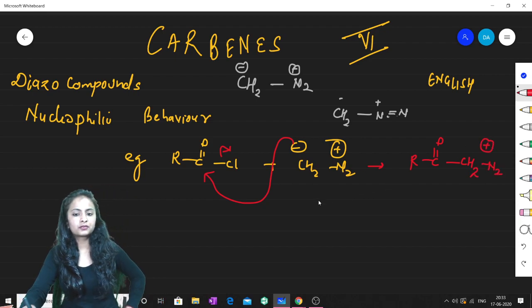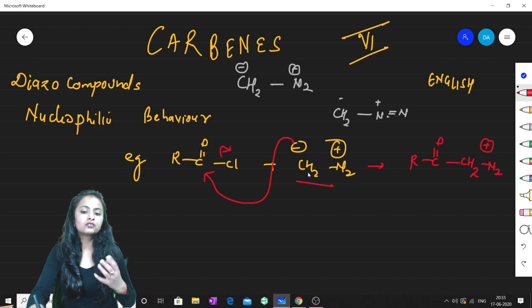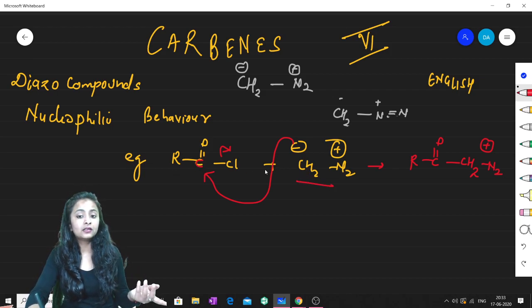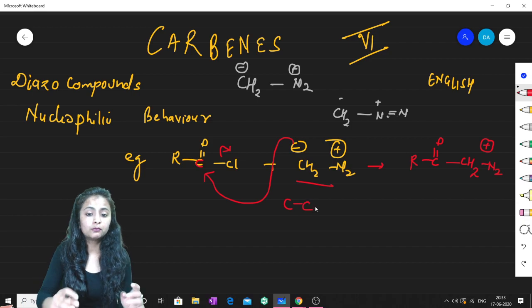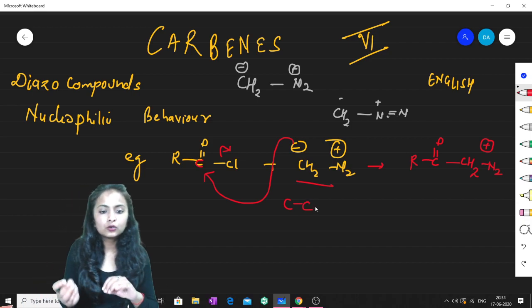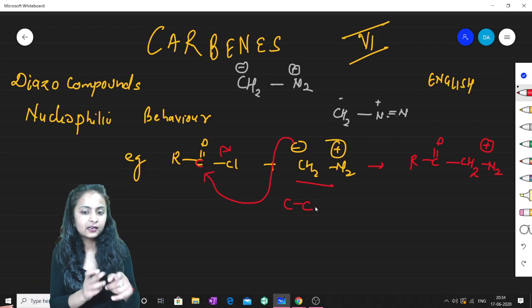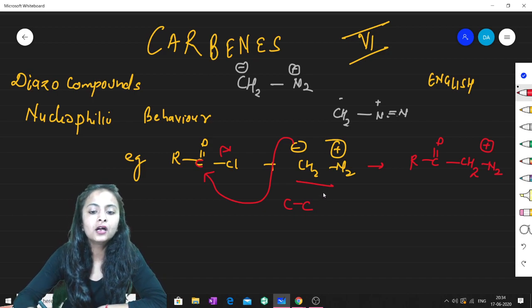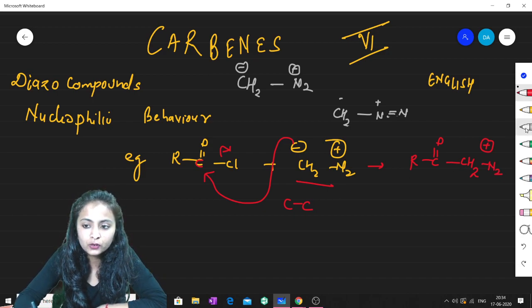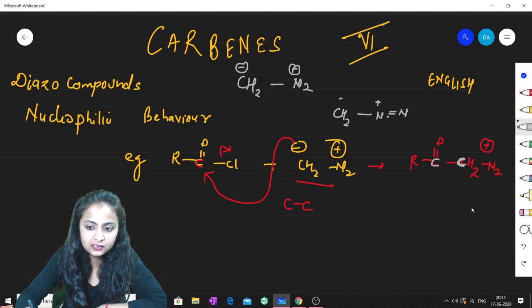So this is basically substitution. This part, because this has attacked this particular carbon, there is a formation of a carbon-carbon bond. So therefore we'll say that this is nucleophilic attack. This carbon has attacked that carbon, and ultimately there is a formation of a carbon-carbon bond, isn't it? So this carbon-carbon bond is generated.